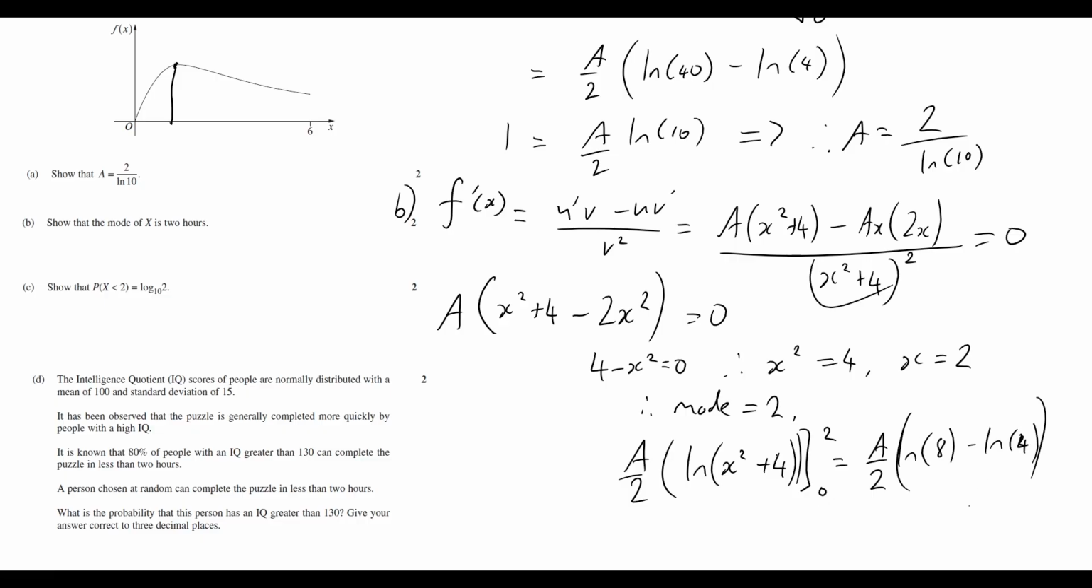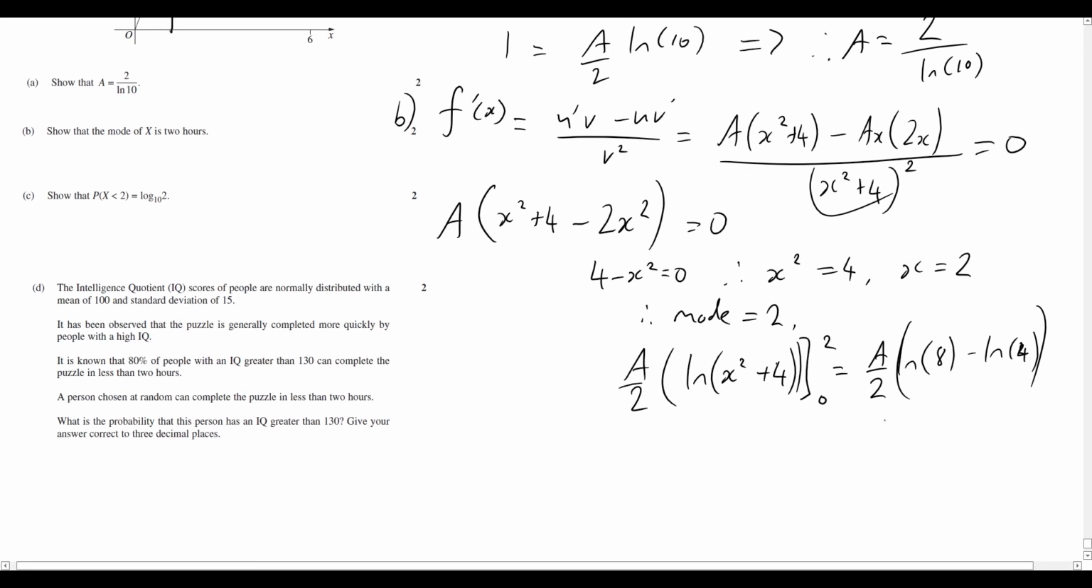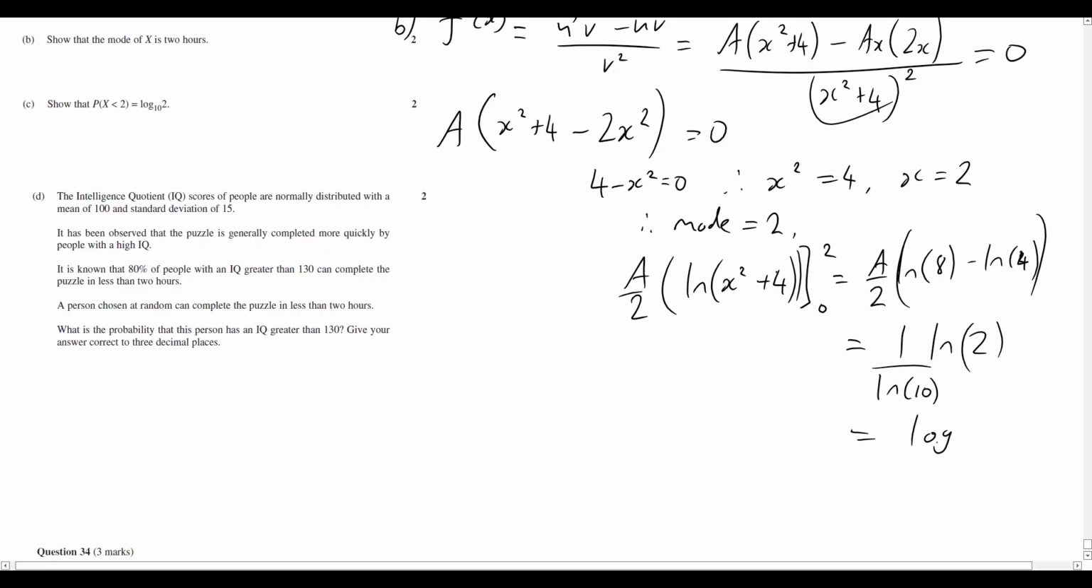Okay. And so again, simplifying and solving that, we get that that is now going to be equal to a over 2 times the natural log of, so 8 over 4 is going to be 2. But what else do we know? We also know that a can be rewritten as 2 over the natural log of 10. So doing that now, the 2's will cancel out, and this can now be rewritten as the natural log of 2 over the natural log of 10. And then this essentially just looks like our change of base formula. So that can be rewritten as log base 10 of 2. And there we go. So that's part C, as required.